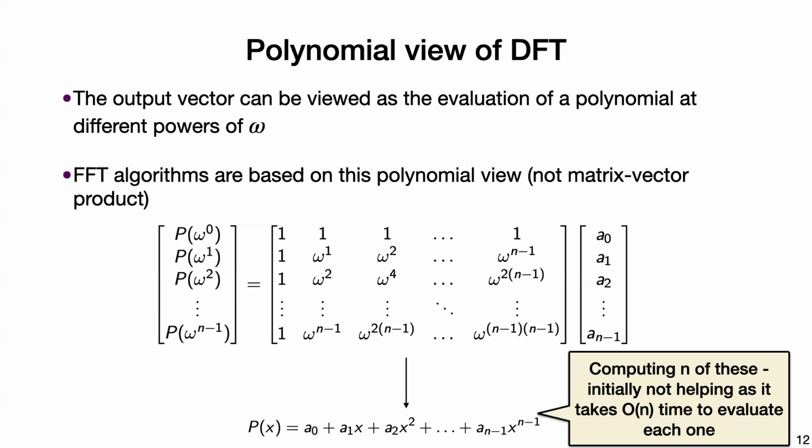And so FFT algorithms are usually based on this polynomial view of matrix vector products, not direct matrix vector products. But initially, this doesn't really help us without some more clever thinking, because we can just directly evaluate these polynomials. We can plug in x, but naively, it will take us n time to evaluate one of these because there are n entries. So if we just plug in some x and do the summation, it'll cost us order n time. We have n of them to evaluate, so that will still take n squared. So initially, this doesn't help without exploiting some structure of the problem.